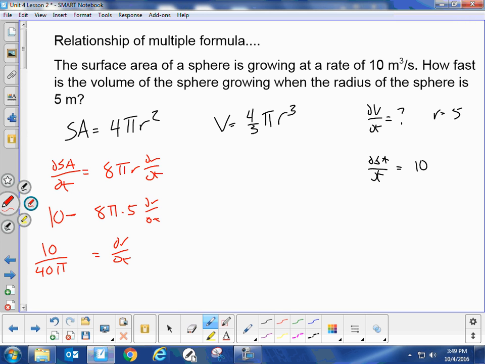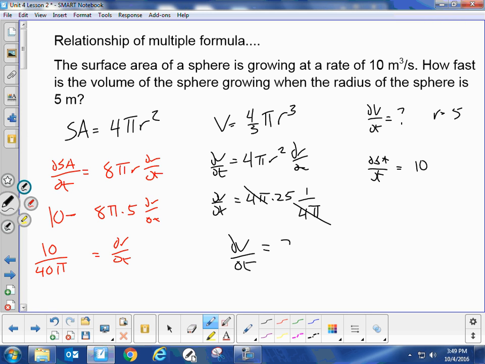Make sure you put the pi in the denominator if it's going into the denominator. So this is 10 over 40 pi or 1 over 4 pi. Here, I take the derivative of this to be dV/dt is equal to 4 pi r squared dr/dt. dV/dt is what I'm trying to find when r is 5. dr/dt I found. And boom, boom, dV/dt is just 25.